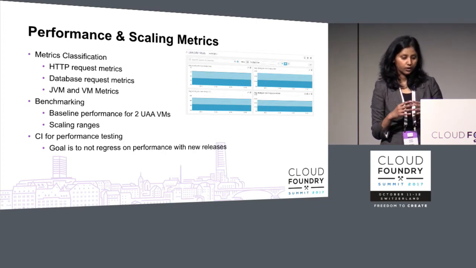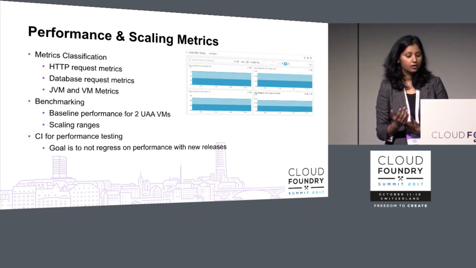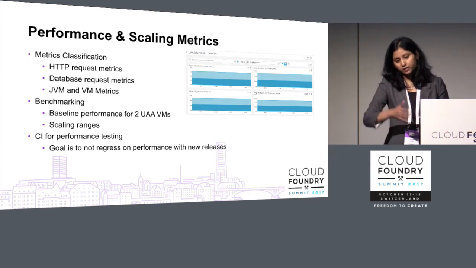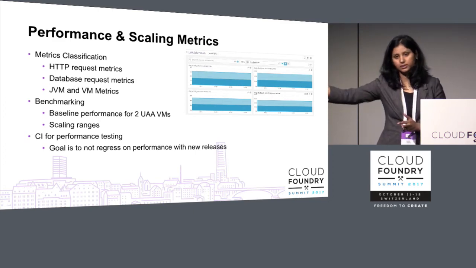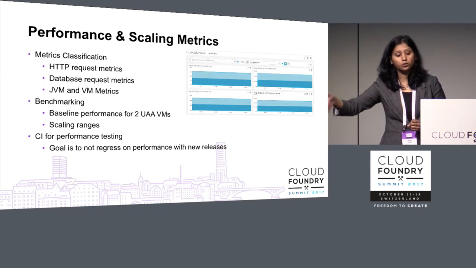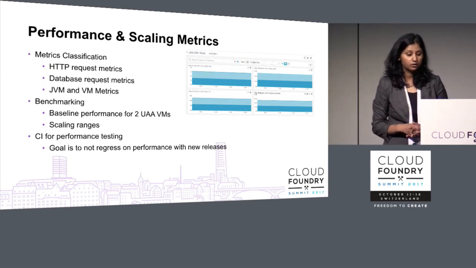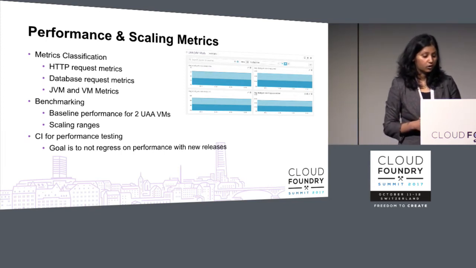Number one goal is that we want to benchmark performance of UAA, wherein we can baseline and say that, OK, say two VMs can give you this kind of performance, this level of concurrency, and an indicator for when to scale out. So this is something which will be beneficial to operators in terms of scaling out UAAs horizontally.